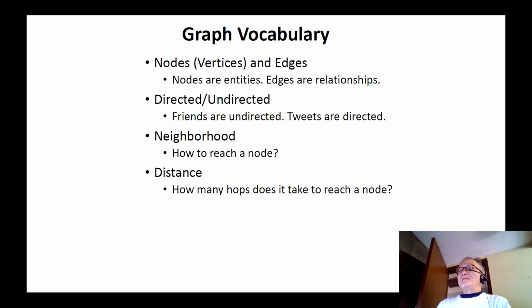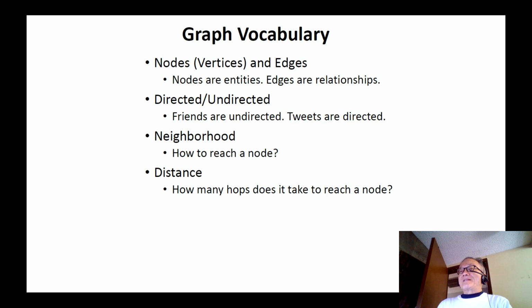A graph can be either directed or undirected. A good example of directed graphs is tweets. A good example of undirected graphs is friends.